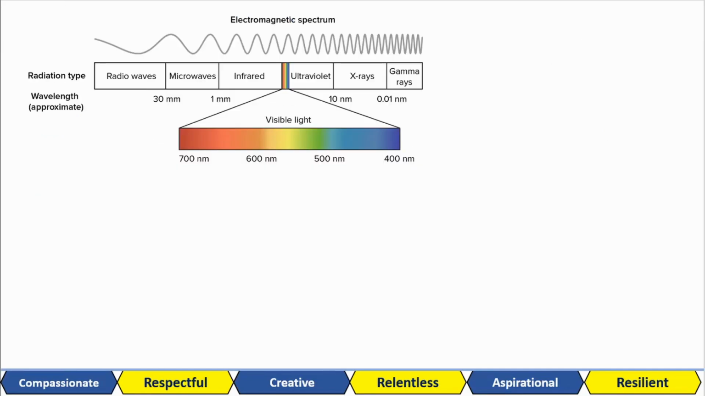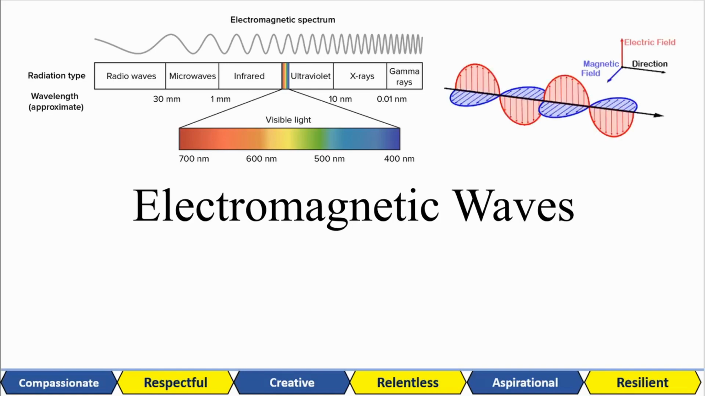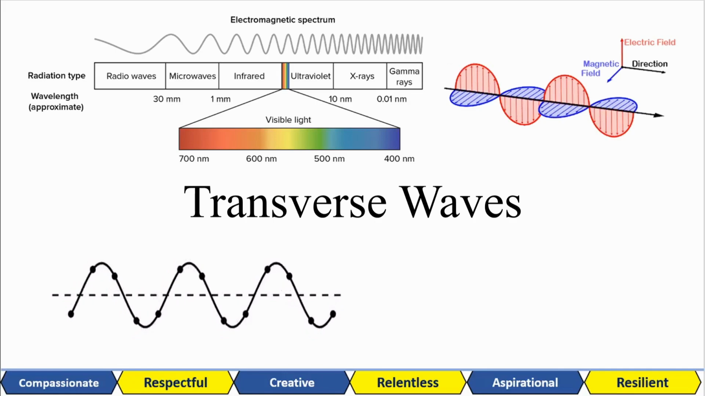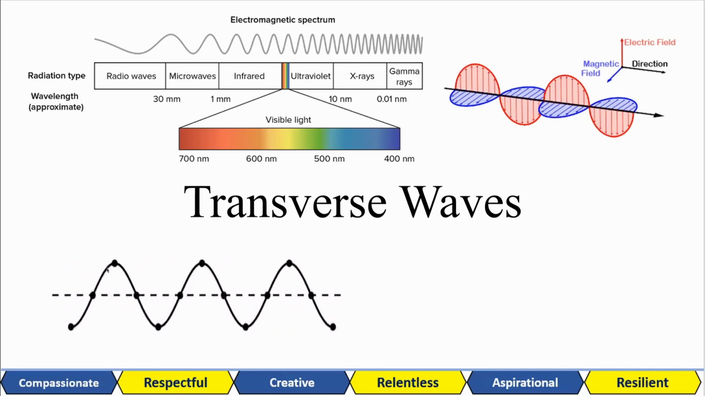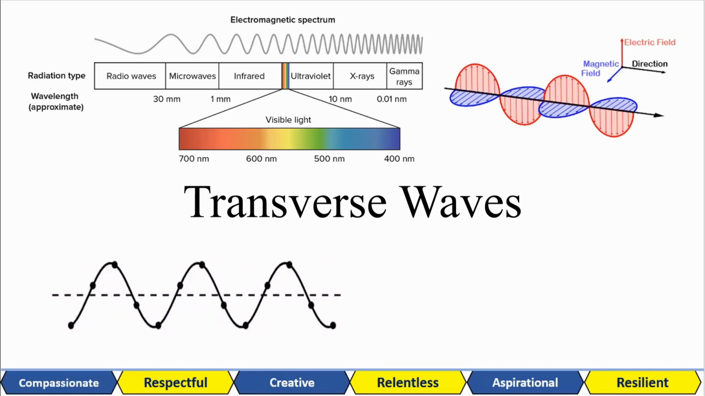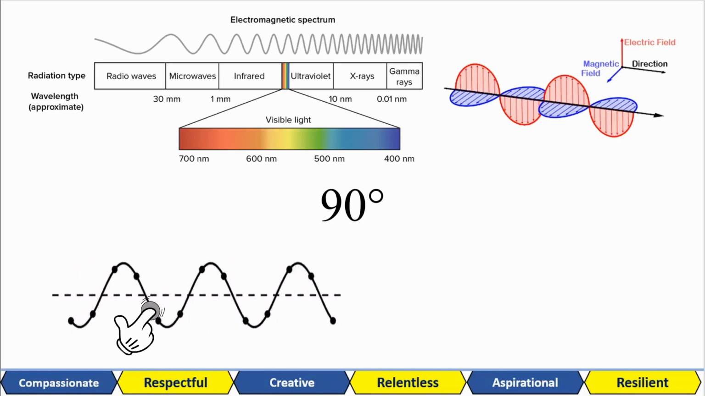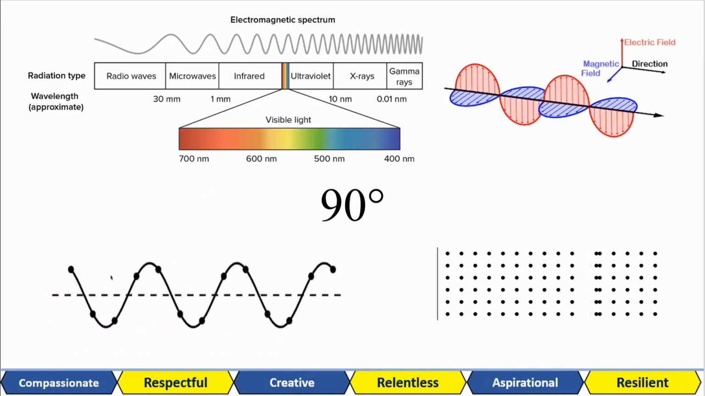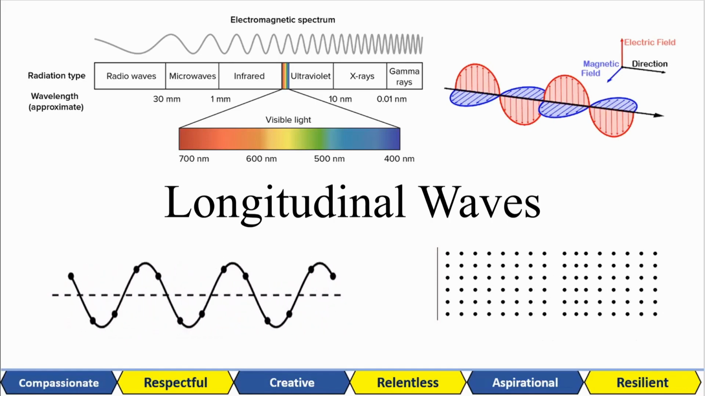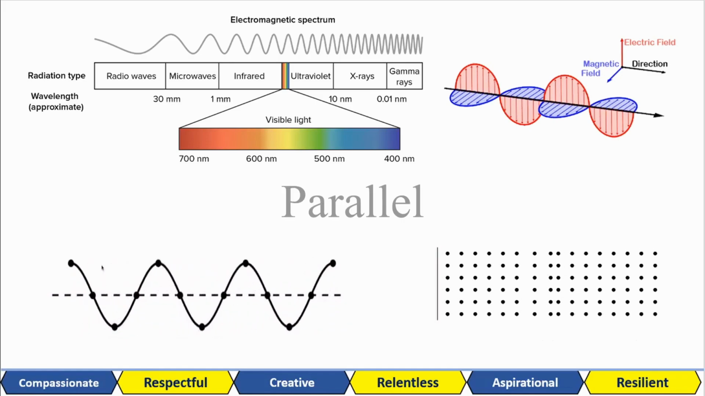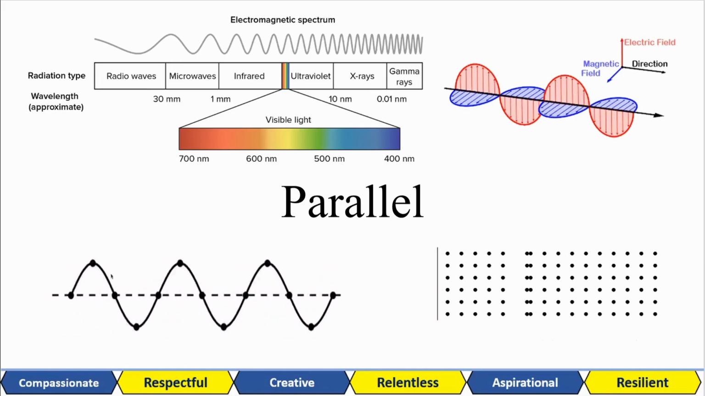We will be focusing on EM waves in the context of radiation and absorption. I'll quickly go over some background information to help us with this. EM waves are electromagnetic waves. This means that they have both an electrical side and a magnetic side. They are also transverse waves. This means that they vibrate, they oscillate at 90 degrees to the direction of the wave. This is different from longitudinal waves, which oscillate in the same direction as the wave.